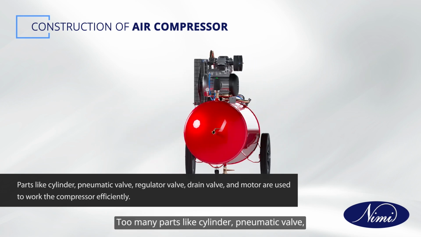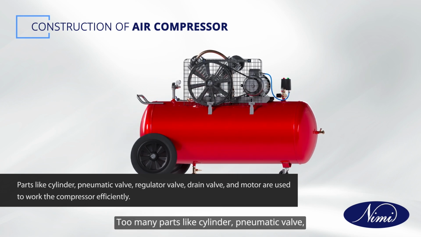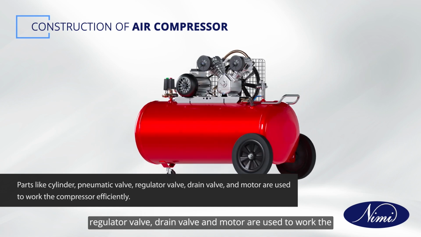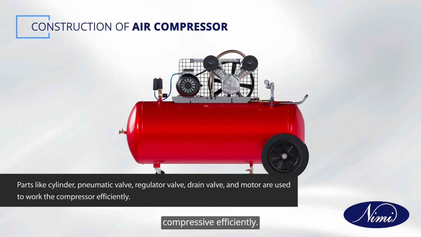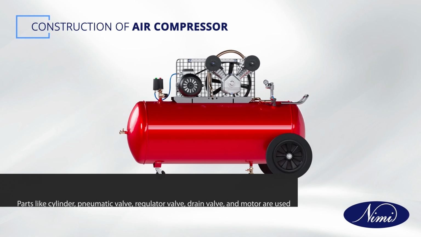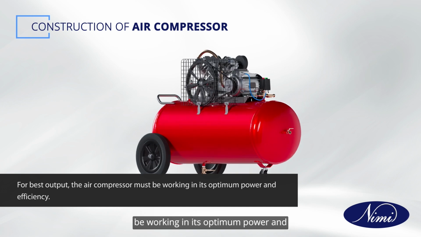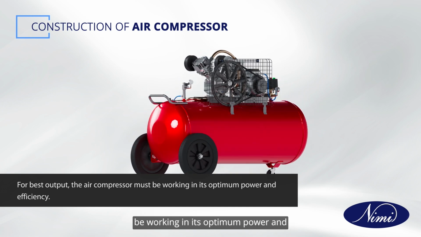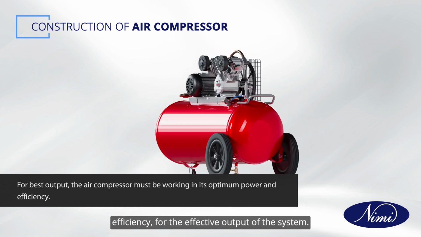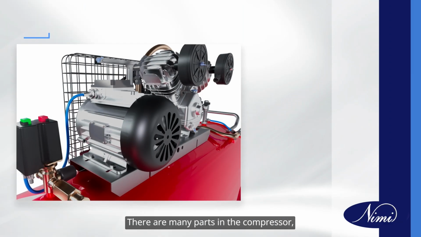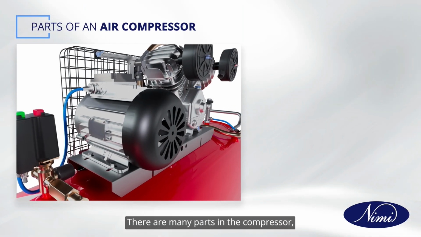Many parts like cylinder, pneumatic valve, regulator valve, drain valve and motor are used to work the compressor efficiently. For best output, the air compressor must be working in its optimum power and efficiency for the effective output of the system. There are many parts in the compressor. Let us have a detailed look on these.